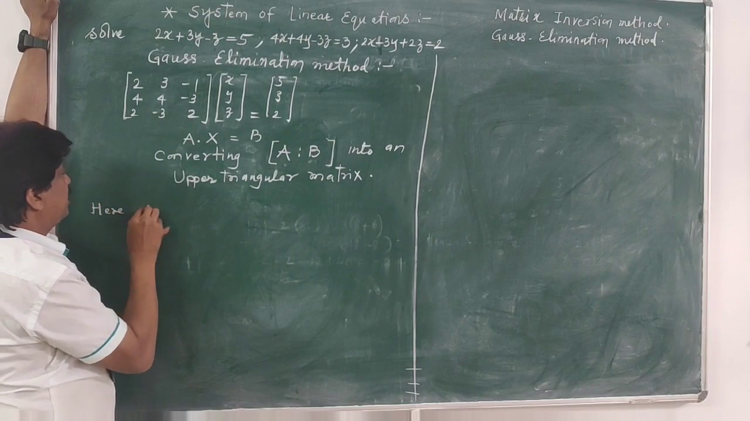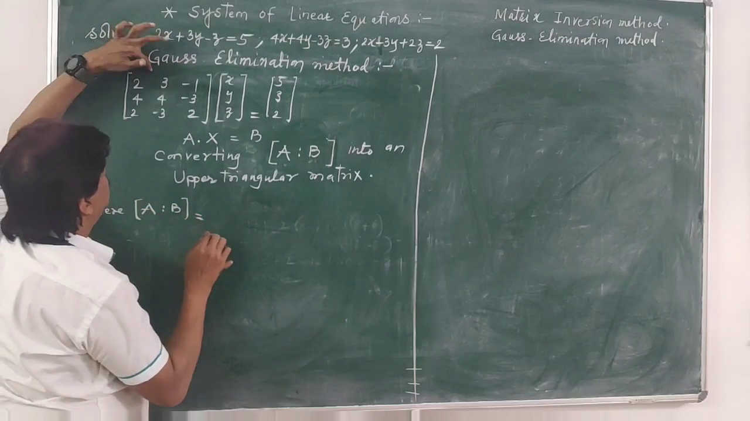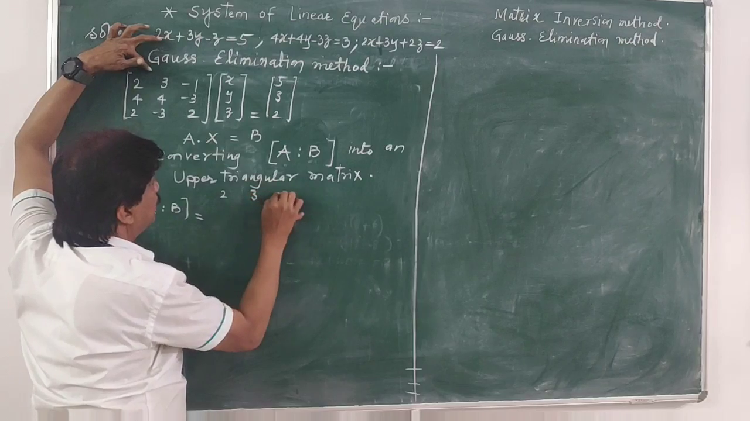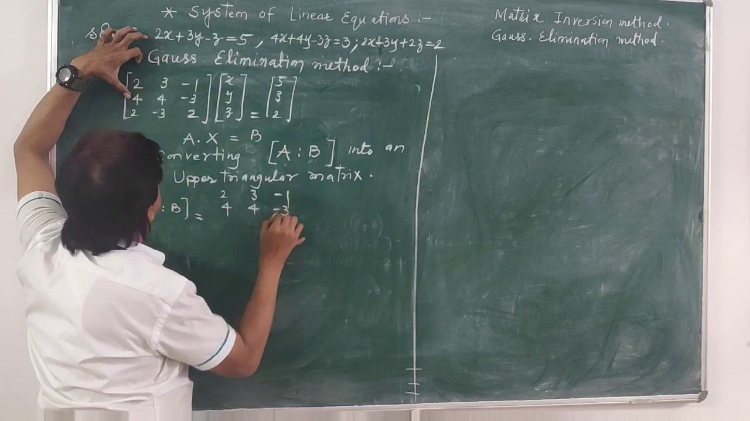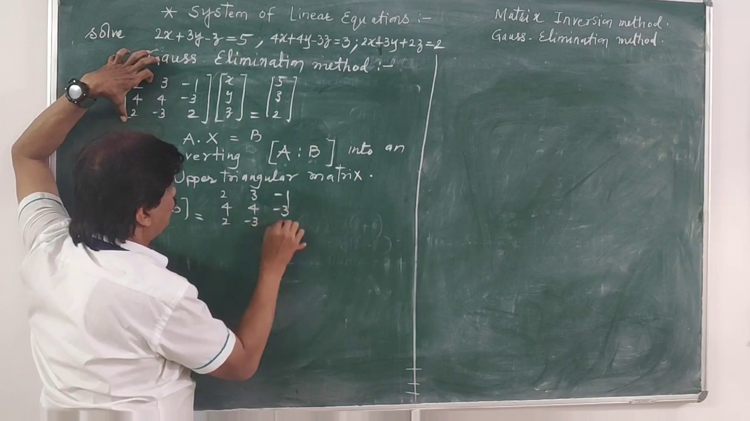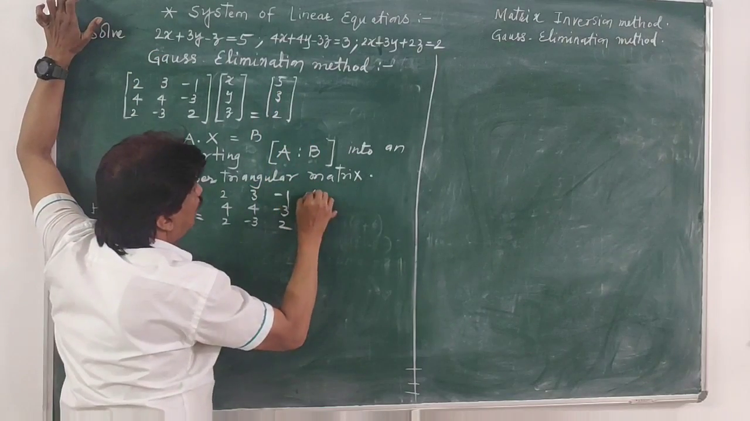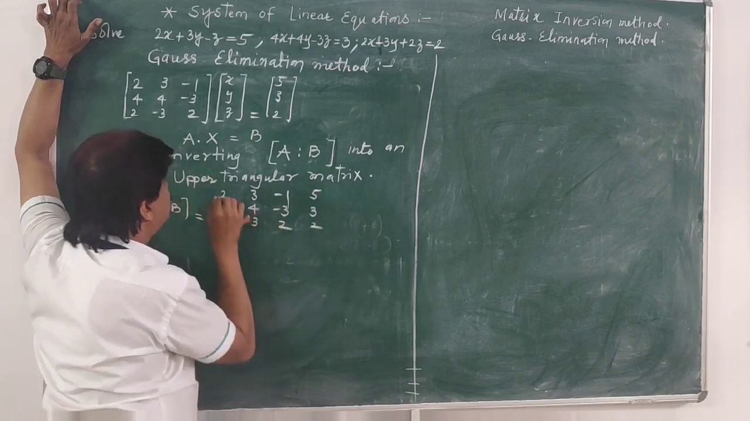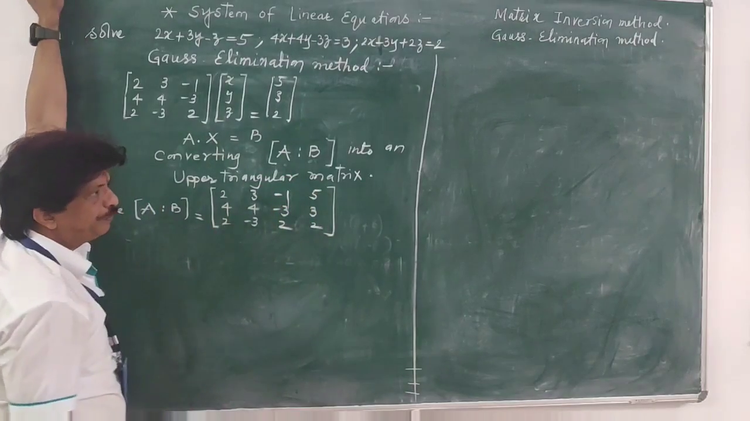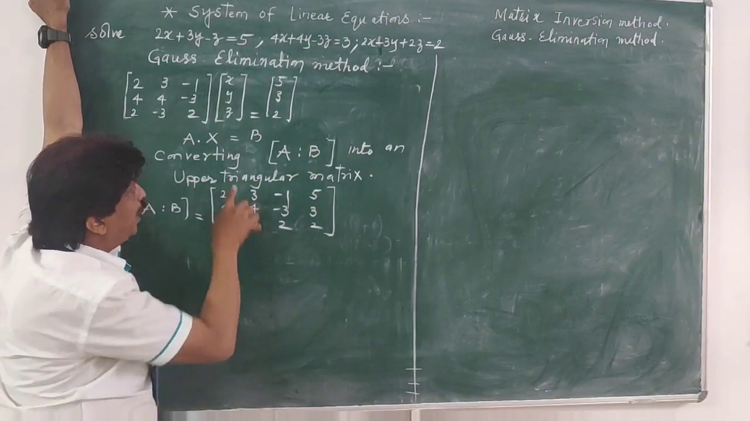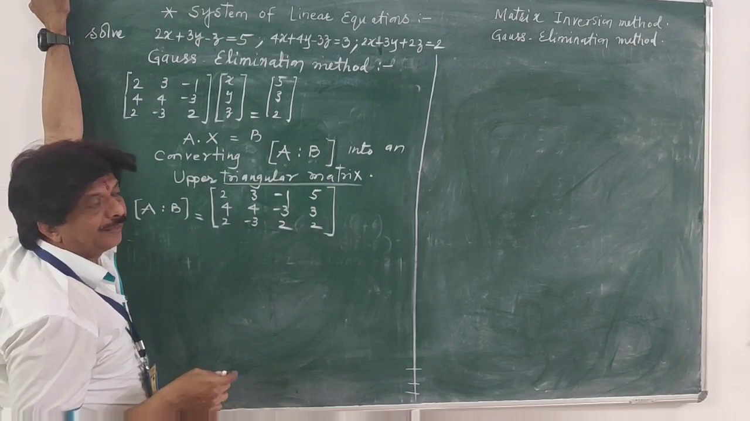Question is, what is this matrix A colon B? Here, this is matrix A: 2, 3, minus 1; 4, 4, minus 3; 2, minus 3, 2. I am adjoining matrix capital B to this: 5, 3, 2. So this is nothing but our matrix A colon B. And I shall transform this matrix A colon B into an upper triangular matrix by elementary row transformation.